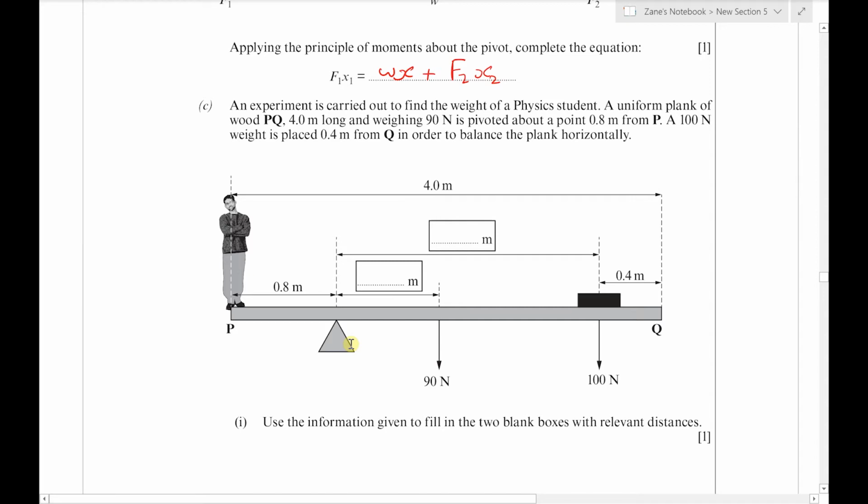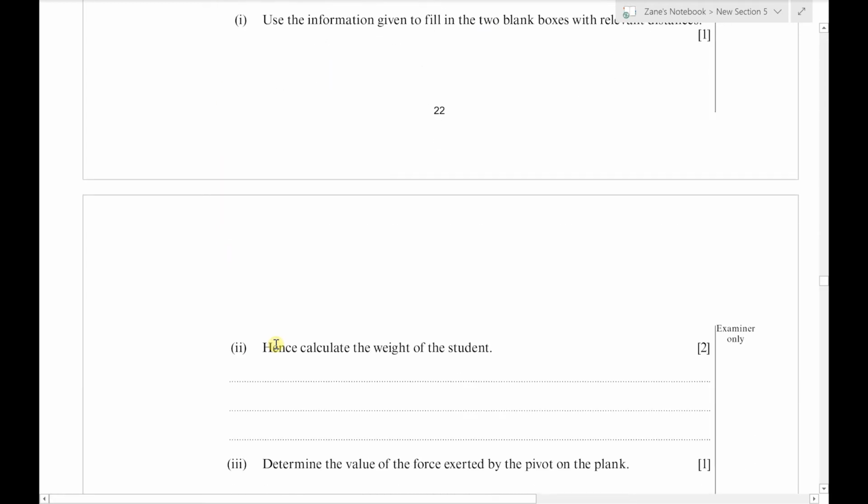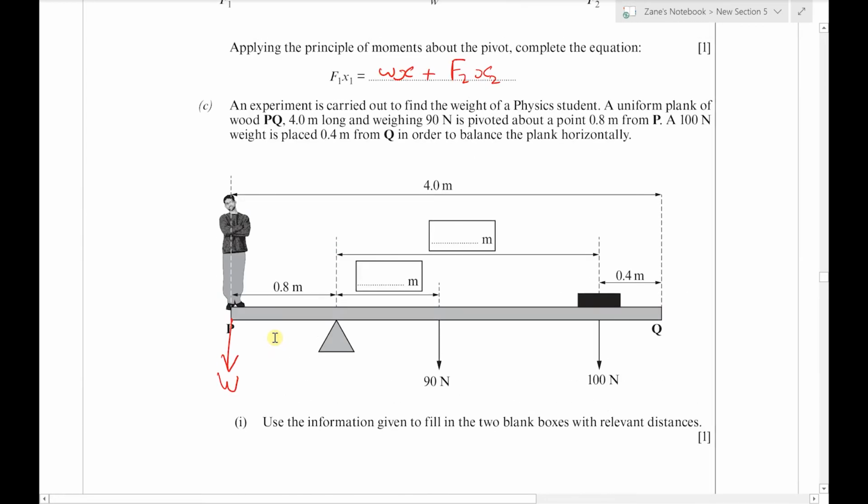So I'm going to add a little bit extra to this diagram, if you excuse me. I'm going to add the weight of the student down here, and we do want to find the weight of the student a little bit later on, so I'll just leave that as W. In fact, I'm just looking ahead. Yes, it is the weight that we want, not the mass.